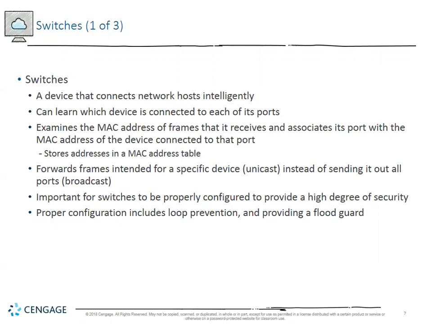It says it examines the MAC address of the frames it receives on each port and sends it off to the particular port. It stores them in this MAC address table, like it says there. It forwards frames onto the intended device rather than to everybody. Like I said, if it came on port 1, going to port 2, that's the only ones to see it. That's called unicast. If it went to everybody, that would be a broadcast. So it's important for switches to be properly configured to provide a high level of security. Some switches do support port mirroring, where you could see what's on the ports, but that has to be set up separately. At the bottom, it says proper configuration includes loop prevention and provides flood guard. That thing I was telling you about, so many addresses.